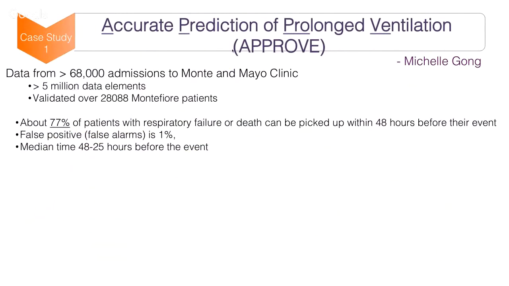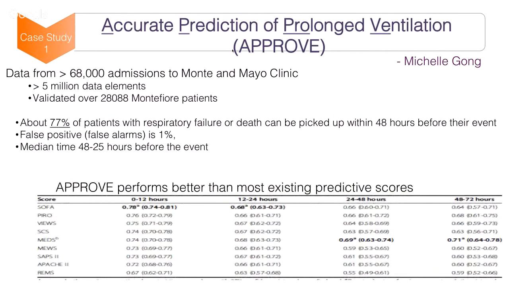It makes a prediction based on 68,000 training data, 8,000 admissions data set of whether or not patients will die or will need resuscitation, respiratory resuscitation in the next 48 hours. It is highly sensitive and very specific. We have only 1% false positive, and we outperform any published algorithm that do similar things.